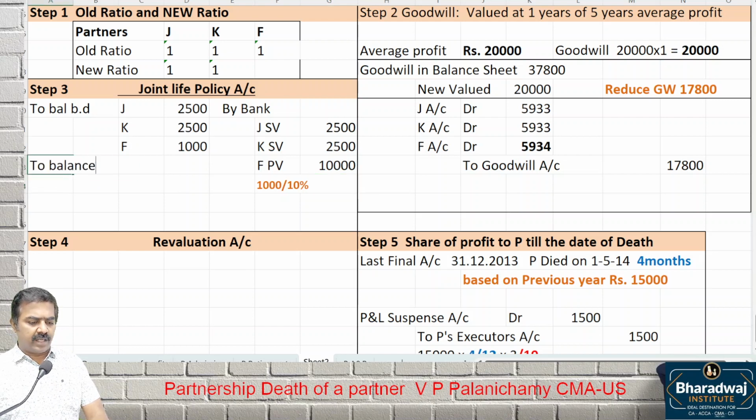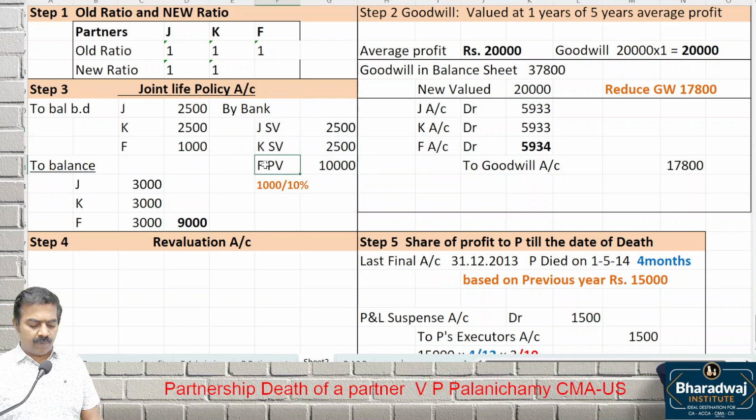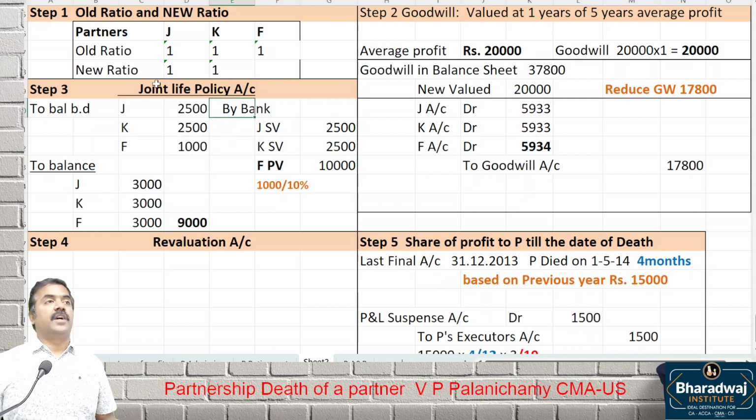The balance will be transferred to J, K, F. What is the balance? 9,000 transferred to partners. For J and K, you will get only the surrender value. For F, you will get which value? Policy value. This 1,000 is like 10% now. What is the policy value? 10,000. Please remember, is it a joint policy or several policy? Several policy. This is the only difference between the previous question and this question.